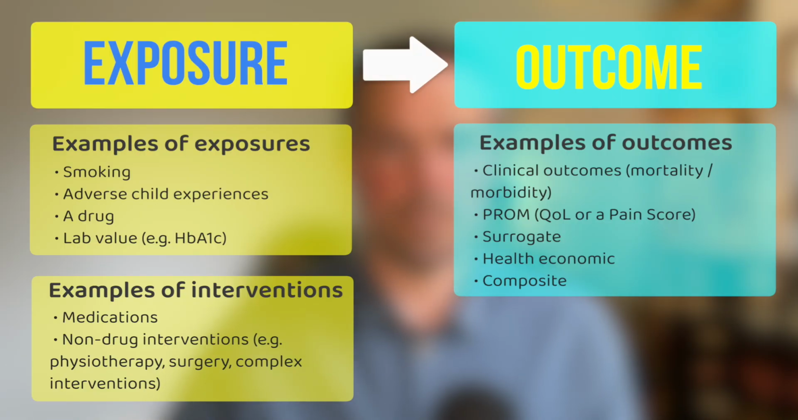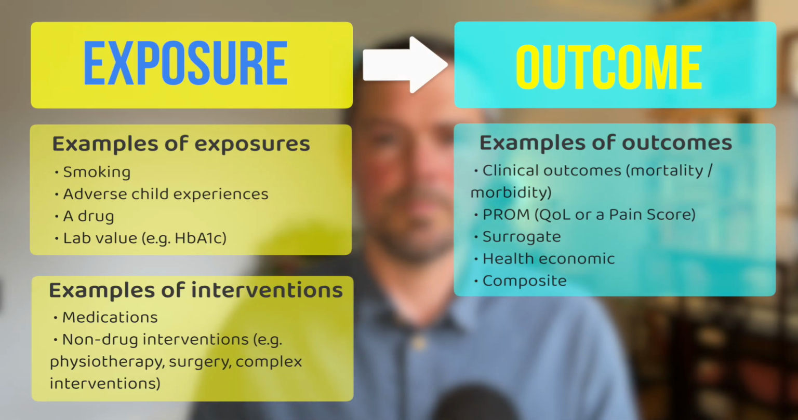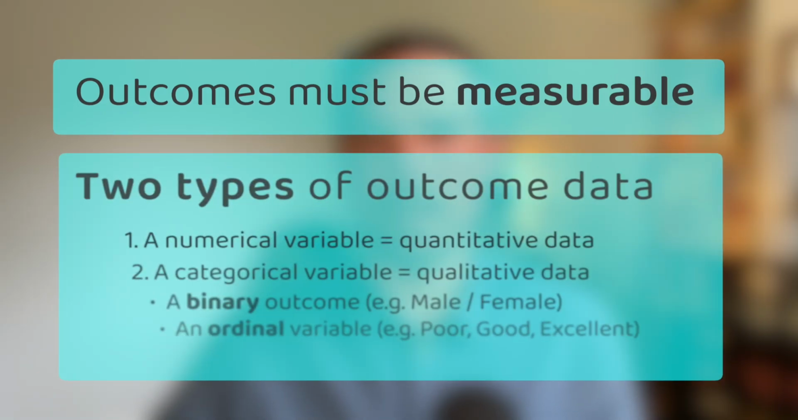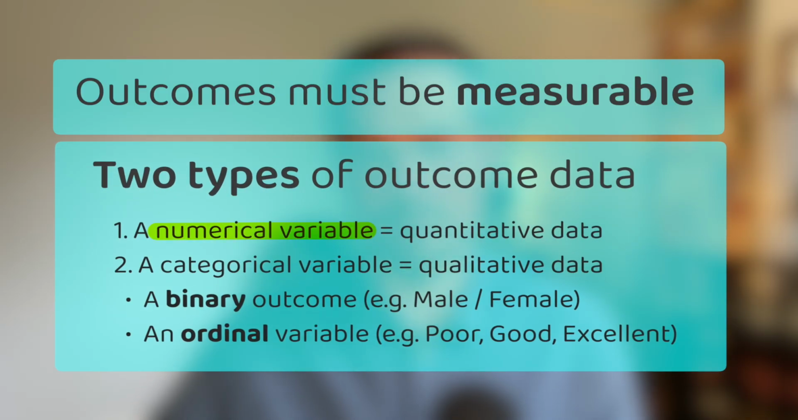Surrogate outcomes could be a laboratory value, which in turn is associated with a clinical outcome. We might have health economic outcomes, and there are outcomes called composite outcomes, which are constructs made up of multiple sub-outcomes. I would say a few things about outcomes. They have to be measurable. And in terms of collecting a measurable outcome, the outcome is either a numerical type variable or quantitative variable.